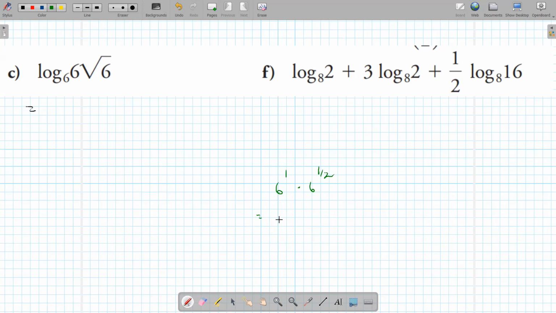Now, if you use the exponential rules, what does this become if I want to write it as one base? Well, you add them up. 1 plus 1 over 2 is 3 over 2. If you multiply with the same base in exponential form, you simply add the exponents up. So this becomes log base 6 of 6 to the power of 3 over 2. And we have done this before. Log base 6 and the exponential 6 are inverses, so they cancel out to 3 over 2.